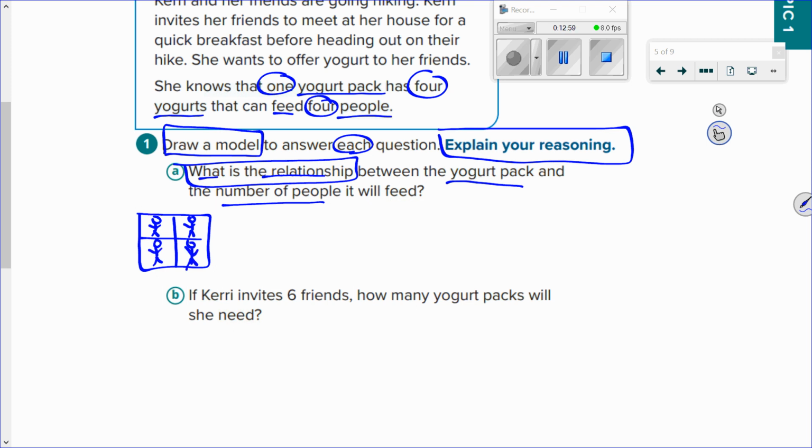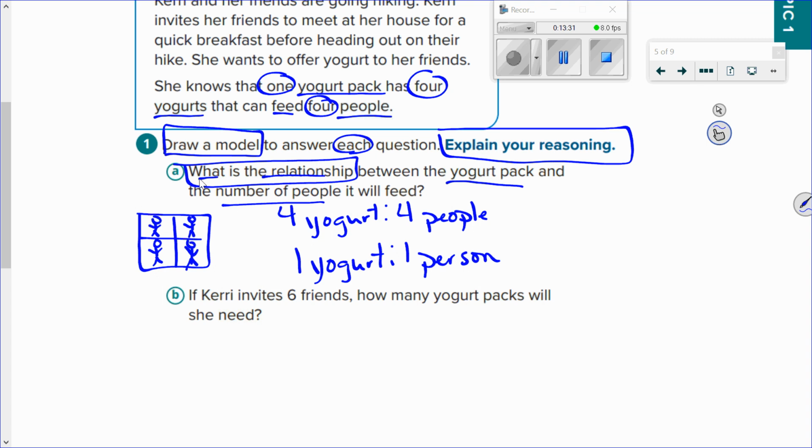I know your artistic skills may not match mine. It might not look quite that good, but at least you can get the concept, right? So I could start and say I have 4 yogurts to 4 people. Can I simplify that? Down to what? 1 to 1. I can divide both by 4, right? So I could say 1 yogurt to 1 person. Is everybody okay with that?